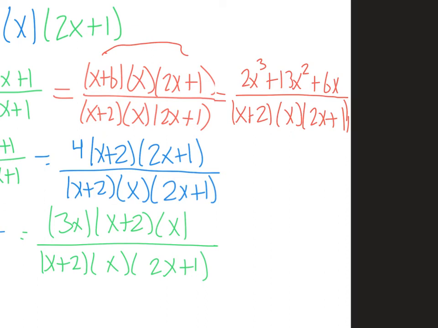Then the blue one is going to simplify too. Again, you've got to FOIL these two, x plus 2 and 2x plus 1. That will give you 2x squared plus 5x plus 2. Then you've got to multiply that 4 by everything. So you're going to end up with an 8x squared plus 20x plus 8. And of course, the denominator again is going to stay the same.